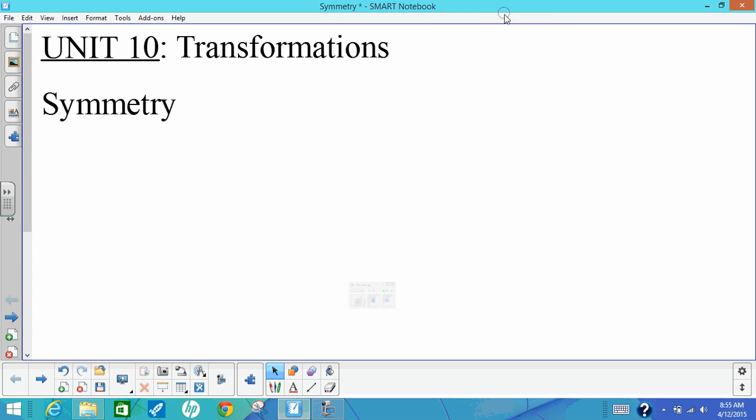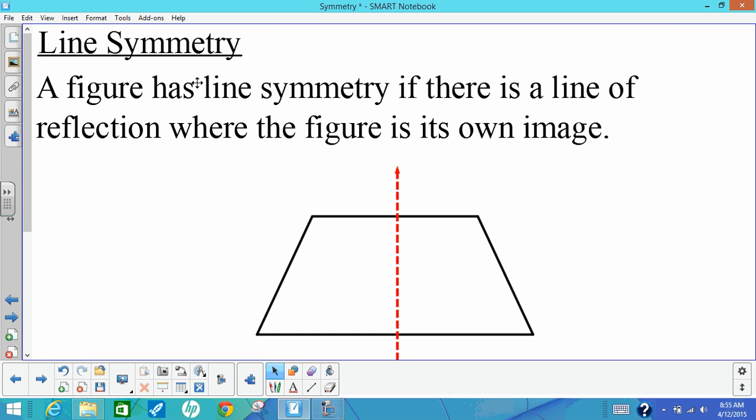Hey all, we're going to talk today about symmetry. There's two different types of symmetry that we're going to focus on. First type is line symmetry.